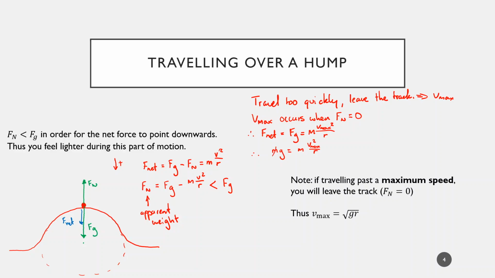And we can cancel out m on both sides there and solve for Vmax. And we get Vmax is equal to the square root of g times r. So if you are going faster than Vmax, then you will leave the track. If you're going slower than Vmax, you will stay on the track. And if you're going at Vmax, then for a fraction of a second, for the smallest time interval possible, your normal force at that point is going to be zero. So there we go.